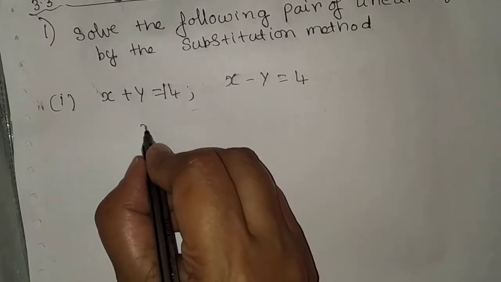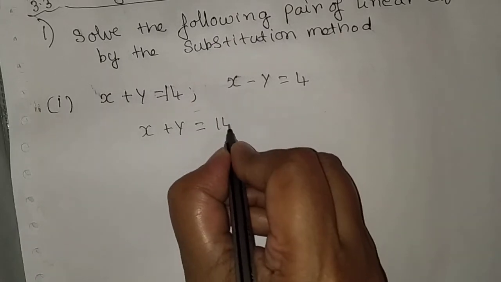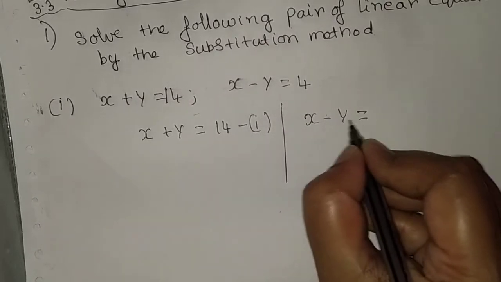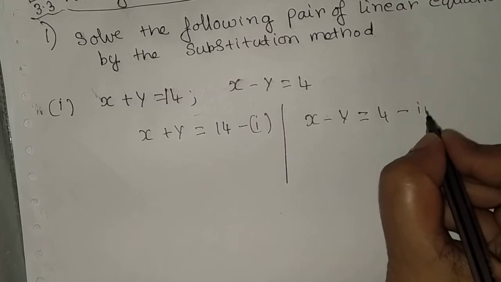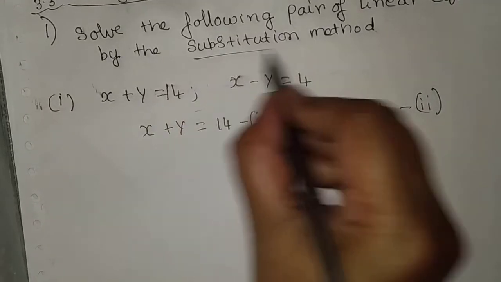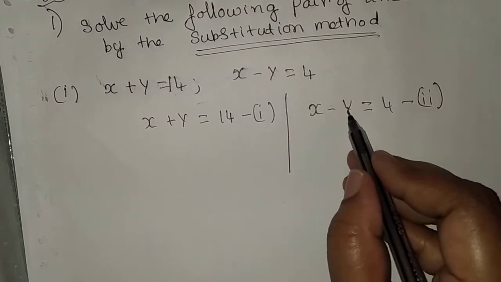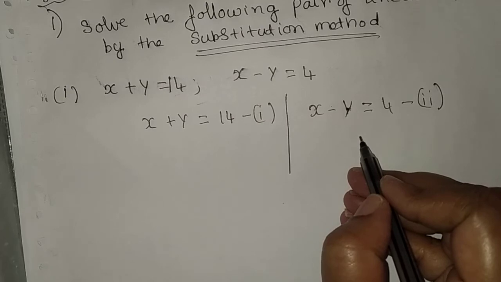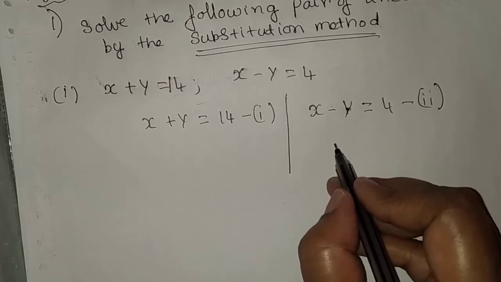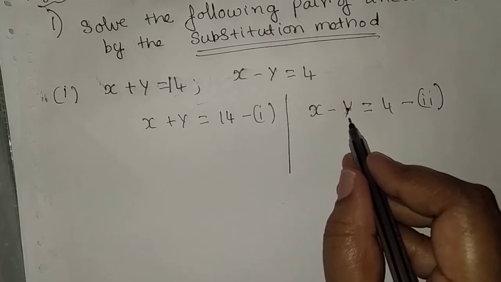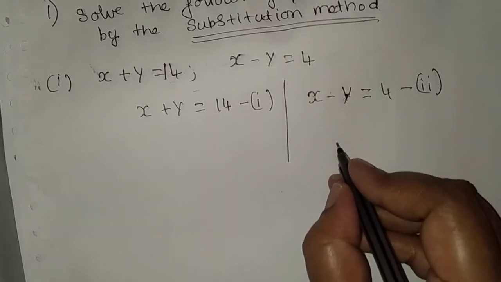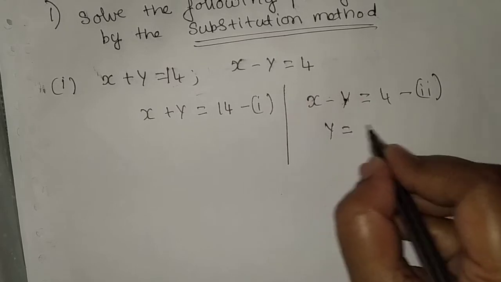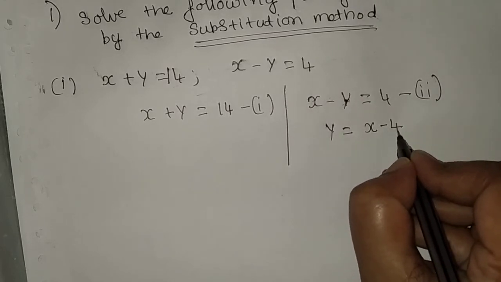So the first step is to take the equations. We'll call x plus y equals 14 equation 1, and x minus y is equal to 4 equation 2. Since this is the substitution method, we take one expression, find the x or y value, then substitute it in the other expression to get the other value, and then substituting both in the given expression we get x and y. So we'll start with the second equation and find y is equal to x minus 4.